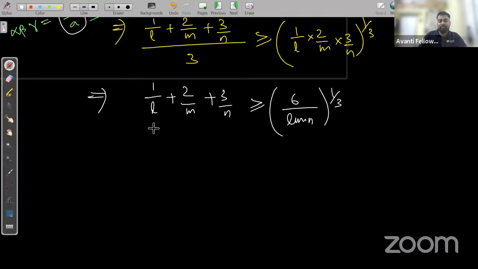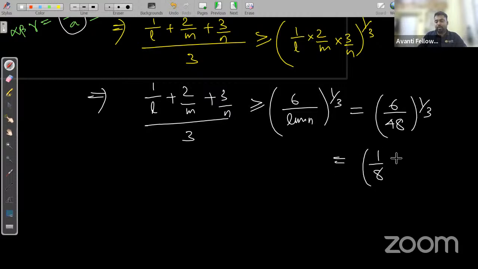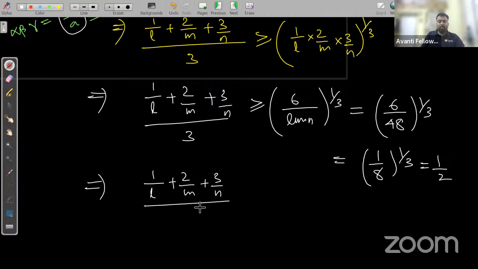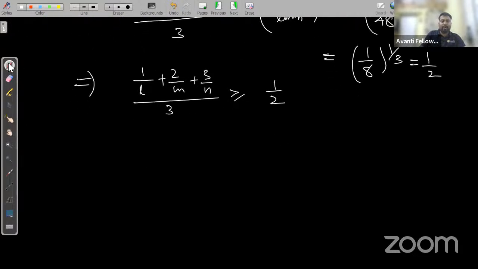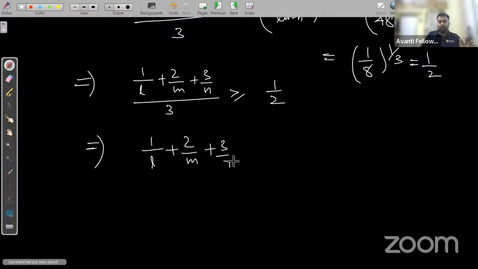So the right hand side becomes 6 upon 48 whole to the power 1 by 3, which is equal to 1 upon 8 whole to the power 1 by 3, which is equal to 1 by 2. So what is the inequality finally we are having? 1 by L plus 2 by M plus 3 by N divided by 3 is greater than or equal to 1 by 2. Now if we multiply 3 on both sides, we have 1 by L plus 2 by M plus 3 by N is greater than or equal to 3 by 2.